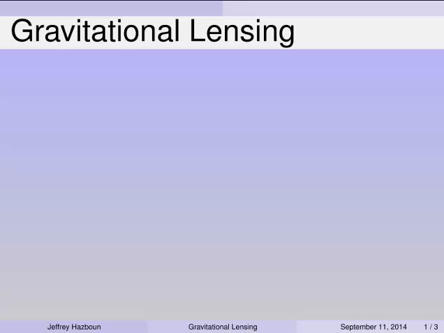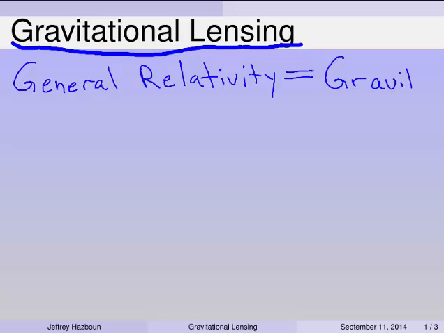Today, we're going to talk about gravitational lensing. And gravitational lensing is based on Einstein's theory of general relativity, which is really our current theory of gravity. You can really think of general relativity as gravity. It used to be Newtonian gravity, and now we think of it as general relativity.